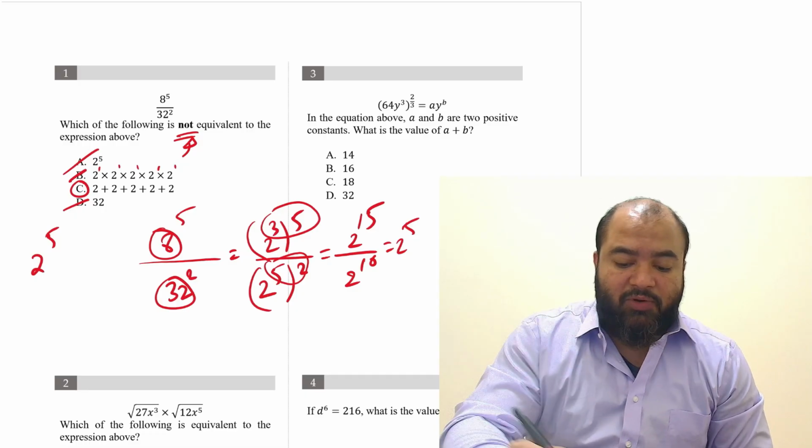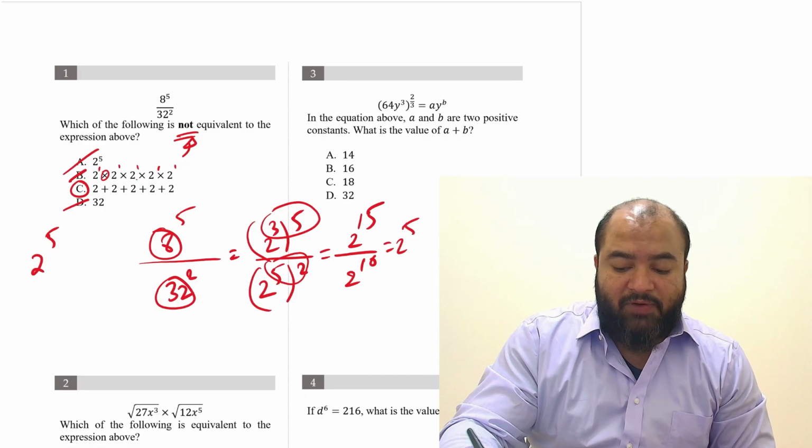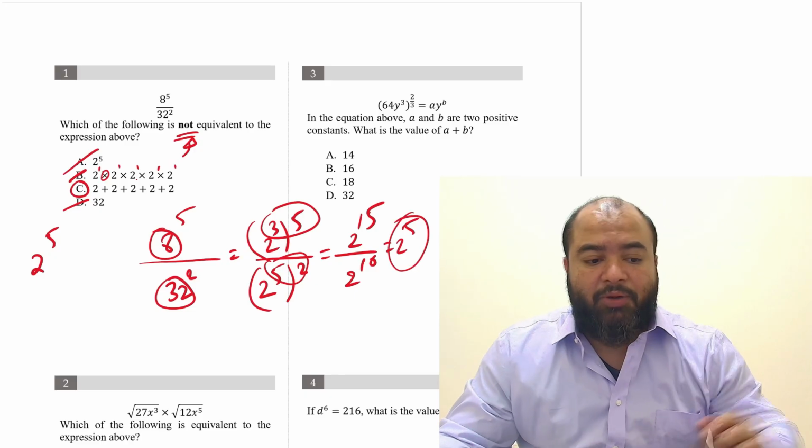So C will be the answer, because when you're adding, you don't add the power. Okay, that's when we're multiplying. So when you're multiplying and they have the same base, you add the power. When you're dividing, same base means you subtract the power.